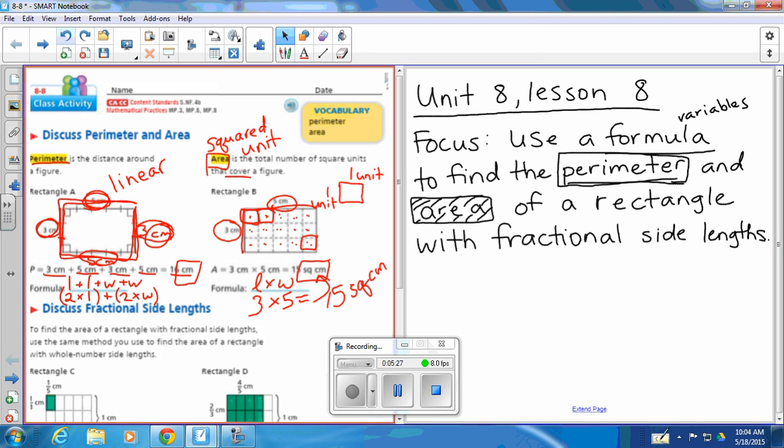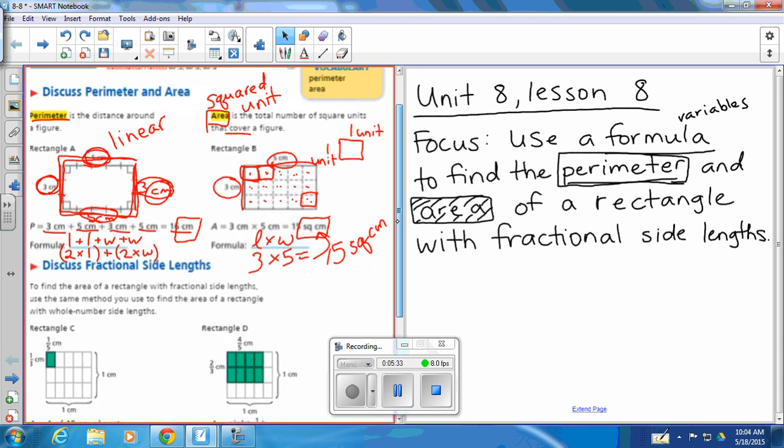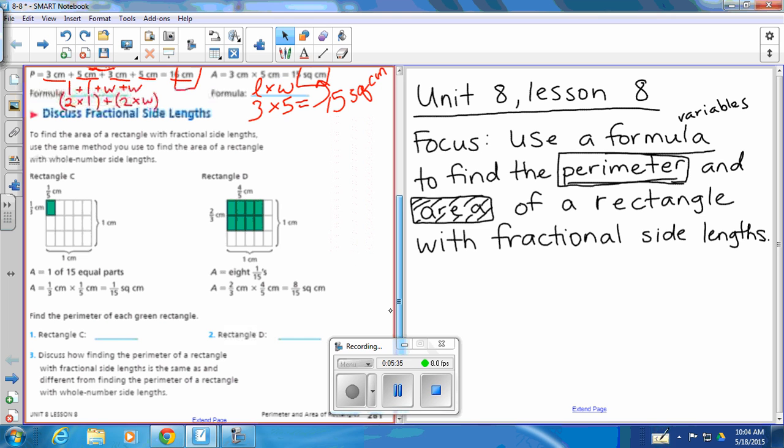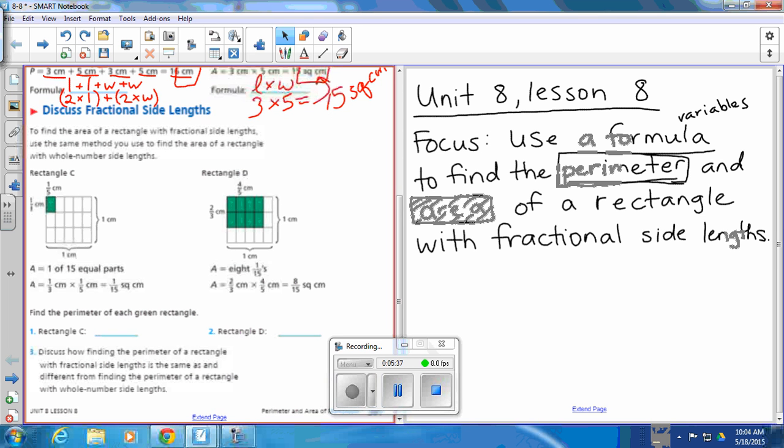Okay, so now that we've reviewed, this is all information that you've worked with before this year and in previous grades. But now let's come down to fractional side lengths. So when you look at rectangle C, it is actually just this green rectangle right here. This other part is helping us figure out and just visually understand what that square is.